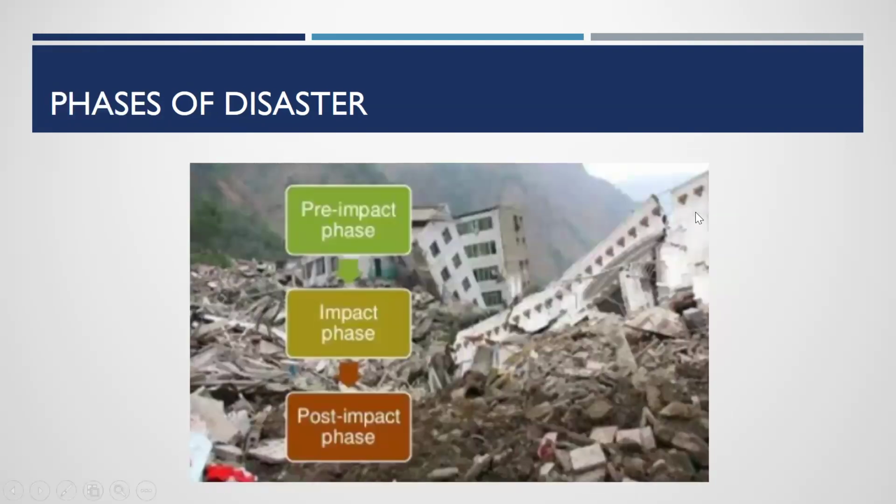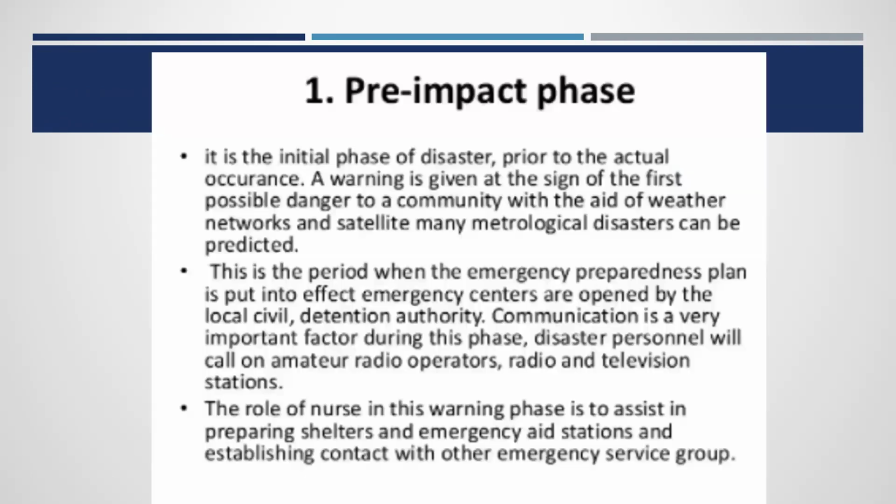Phases of disaster: there is a pre-impact phase, an impact phase, and a post-impact phase. The pre-impact phase is the initial phase of disaster prior to the actual occurrence. A warning is given at the sign of the first possible danger to a community. With the aid of weather networks and satellites, many meteorological disasters can be predicted. This is the period when the emergency preparedness plan is put into effect. Emergency centers are opened by the local civil defense authority.